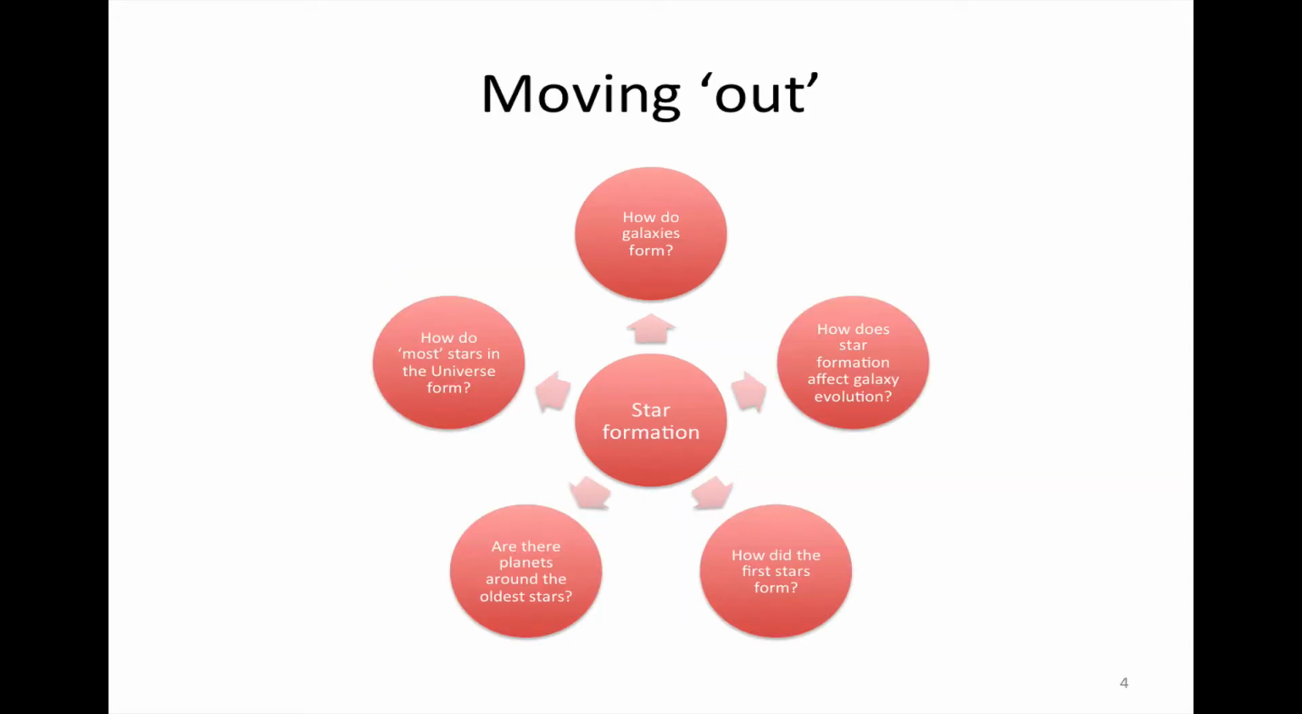And moving out in distances, by studying star formation, you have questions about how do galaxies form? How does star formation affect galaxy evolution? And how do most stars in the entire universe form? Do they mostly form in spiral arms of galaxies? Or how often do you get stars forming much further out? Are there planets around the oldest stars? And how did the first stars form in the first place?